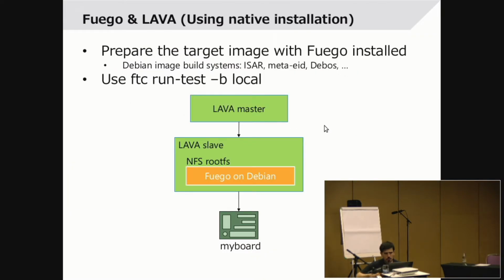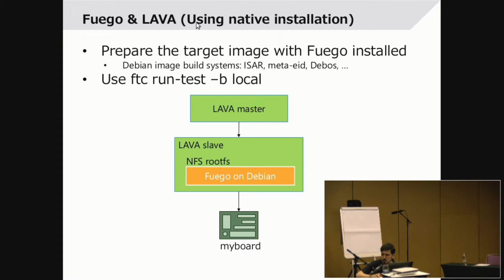Yet another way to combine Fuego and Lava is using a Docker container that provides Fuego. So in this case, not a Docker container, but a file system that contains Fuego. What it does is just download the file system and export it as an NFS root file system, and it boots the board. And then we can run any test from Fuego with -b local.